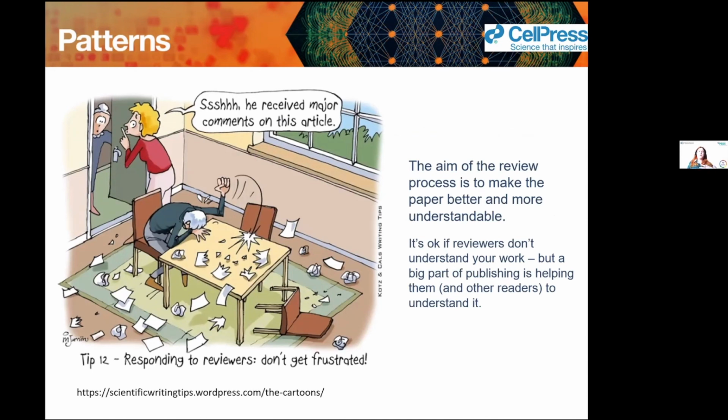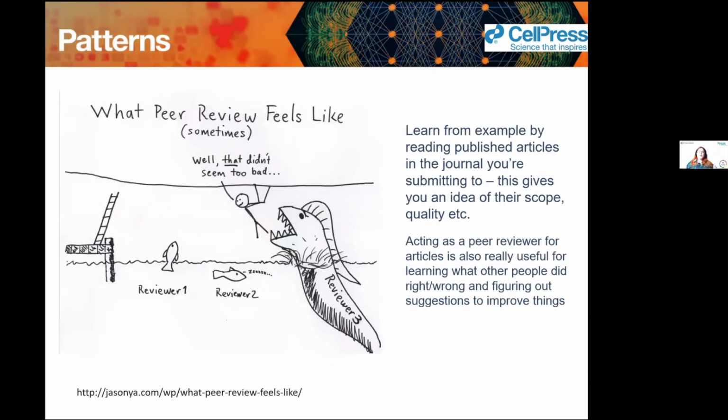But a big part of publishing your research is helping other people understand it. So if you can work with your reviewer and go, oh, you didn't understand this, so I've rephrased it in this particular way to explain it that bit better, that's far more sensible than going, reviewer 3 is awful and didn't understand a thing. Again, remember, it's all about communicating, and the point of the review process is to make that communication better, make what you're saying more understandable and more useful. Nearly there.